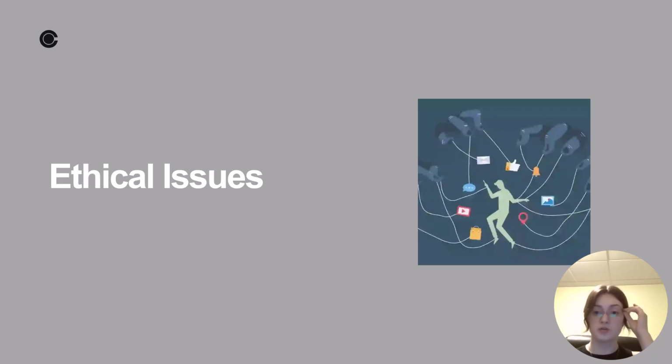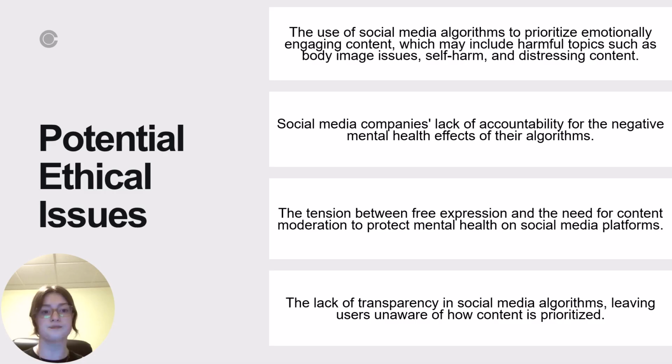So moving on to the ethical issues themselves, the ones I've identified. The first is the use of social media algorithms to prioritize emotionally engaging content, which may include harmful topics such as body image issues, self-harm, and distressing content. Next, social media companies' lack of accountability for the negative mental health effects of their algorithms. Then the tension between free expression and the need for content moderation to protect mental health on social media platforms. And finally, the lack of transparency in social media algorithms, leaving users unaware of how content is prioritized.